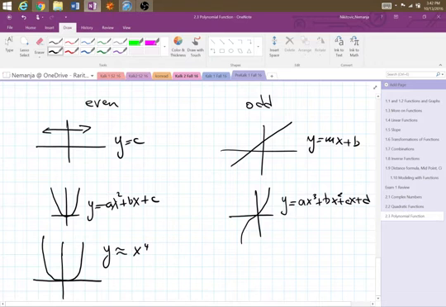And now let's take a look at y equals x to the 5.